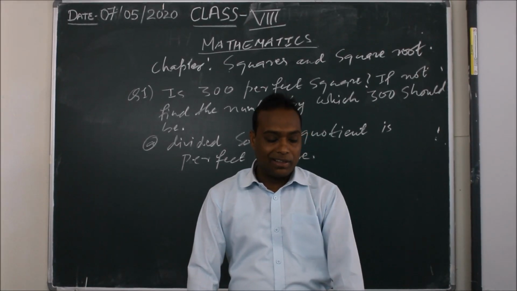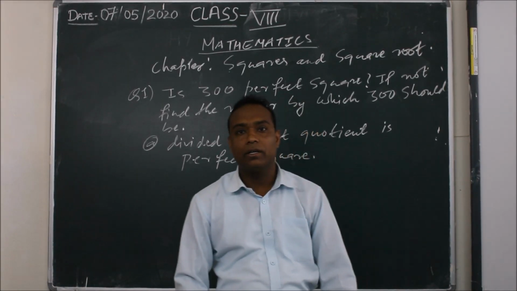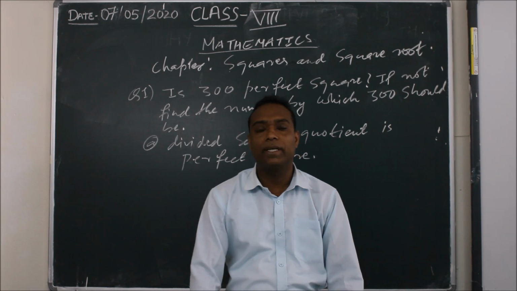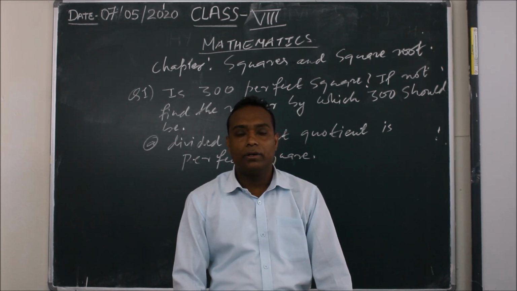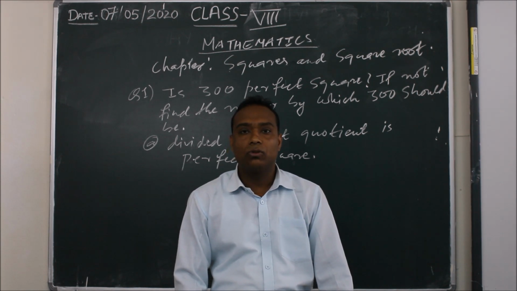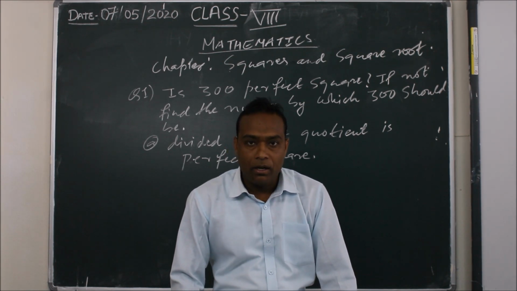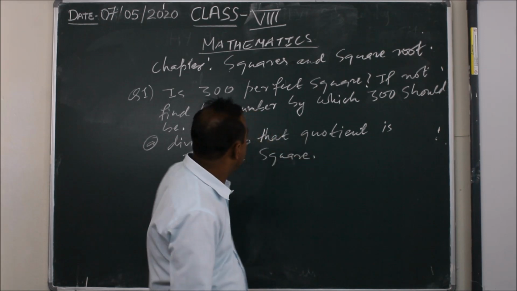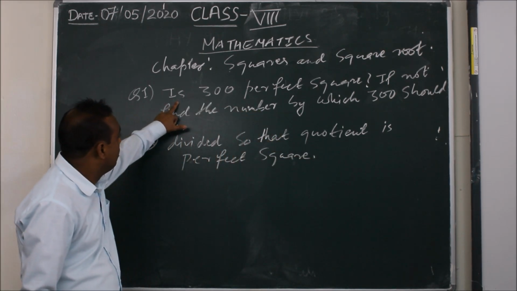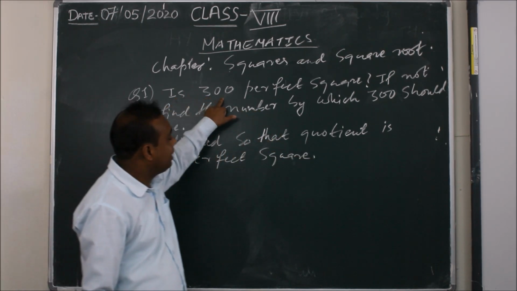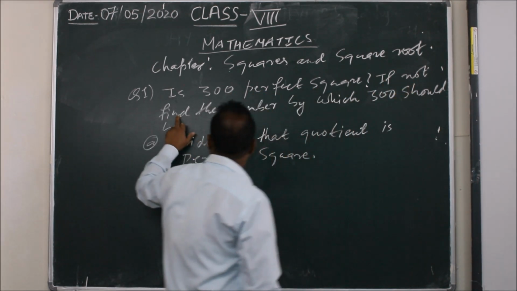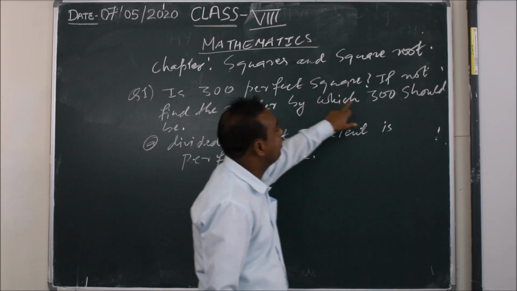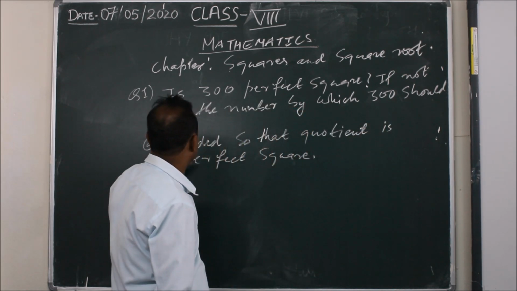So this is for class 8 mathematics, and last time I taught you about squares and square roots, and how to find out the perfect square. Now here is the same type of question. The question is: is 300 a perfect square? If not, find the number by which 300 should be divided.